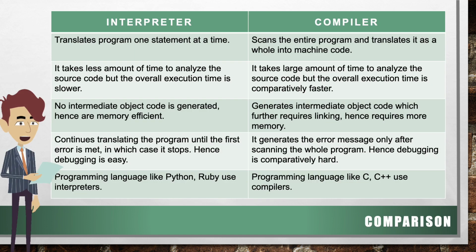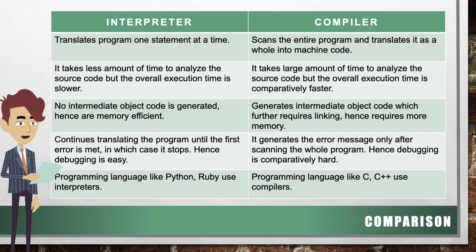So we have here the comparison of interpreter and compiler. An interpreter translates the program one statement at a time, but a compiler scans the entire program and translates it as a whole into machine code. The interpreter takes less time to analyze the source code, but the overall execution time is slower because it translates the program one statement at a time. Then the compiler takes a large amount of time to analyze the source code, but the overall execution is comparatively faster because it scans the whole program and then translates it into machine code.